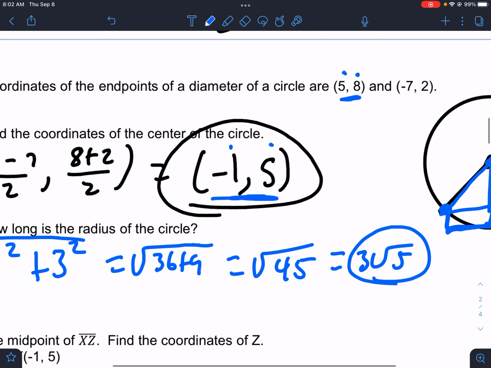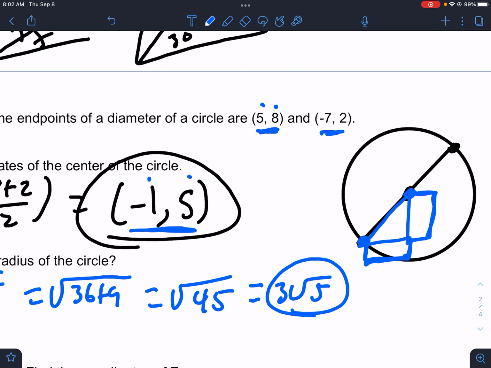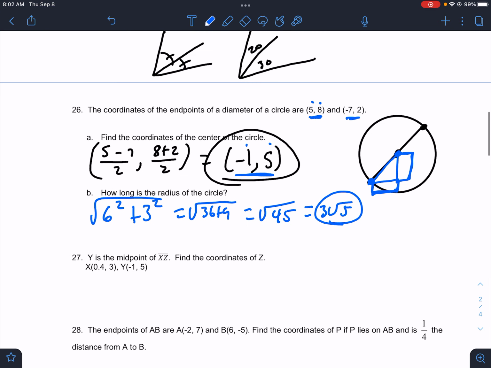Another way you could have done it is you could have found the distance between the two ends, but then you'd have to divide your answer by 2. Still good, though. Still works.